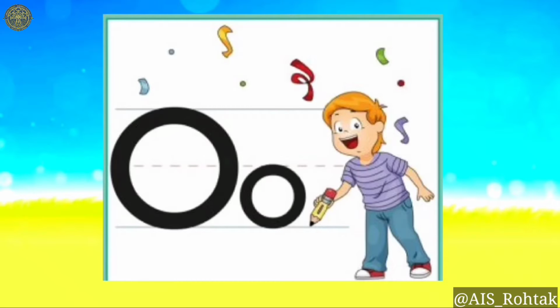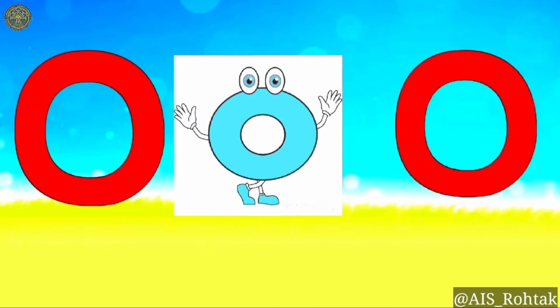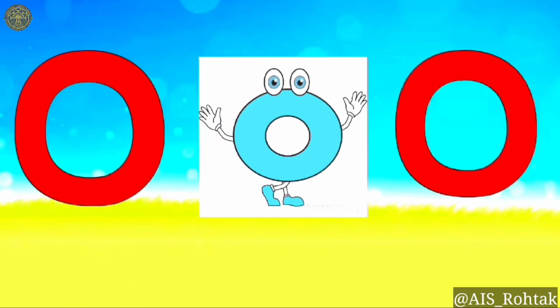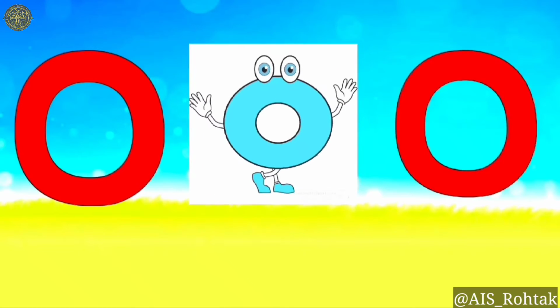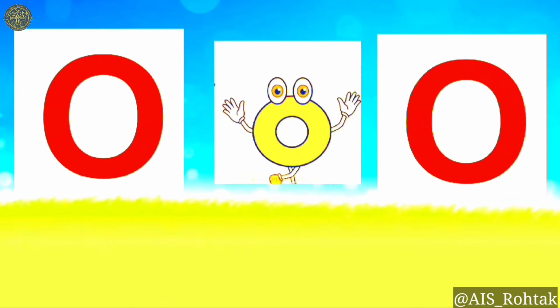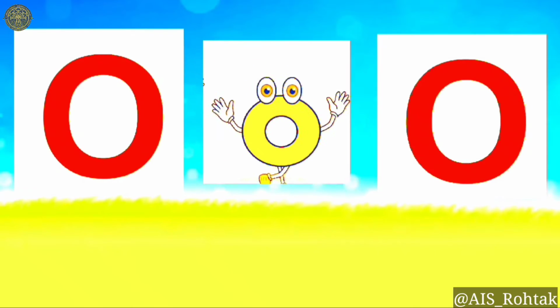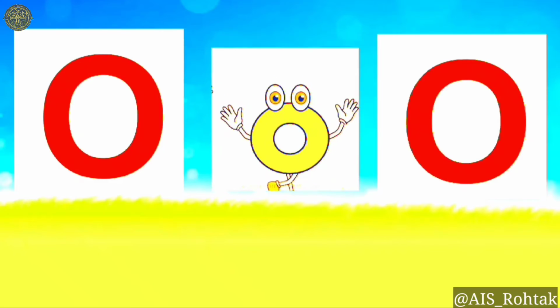So now look at this picture. This is the 15th letter of alphabet series. Yes, you are right. This is the letter O, and O makes the sound O. Now look, this is capital O, or we can say uppercase O. Now look at the next picture. This is the small O, or we can say lowercase O.